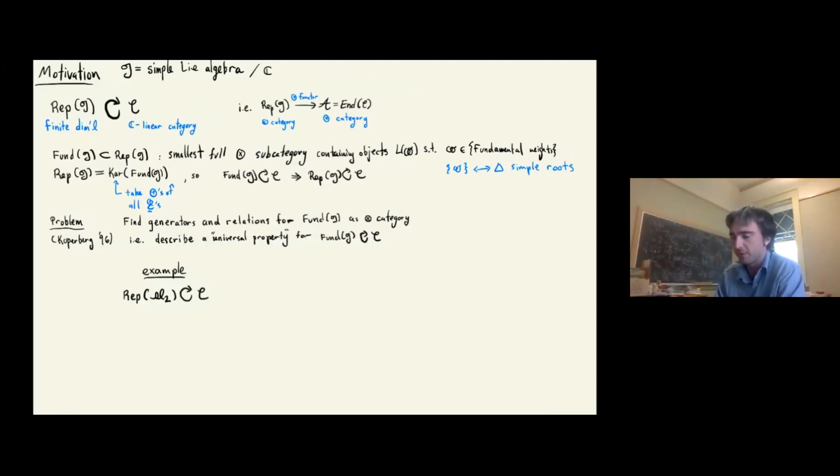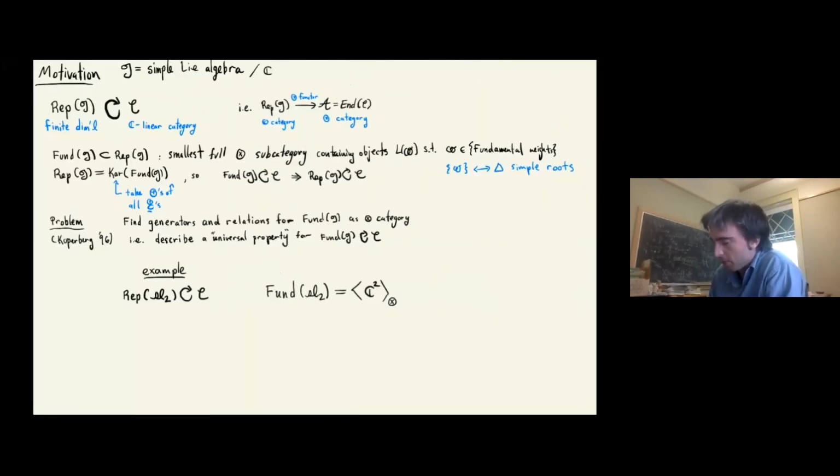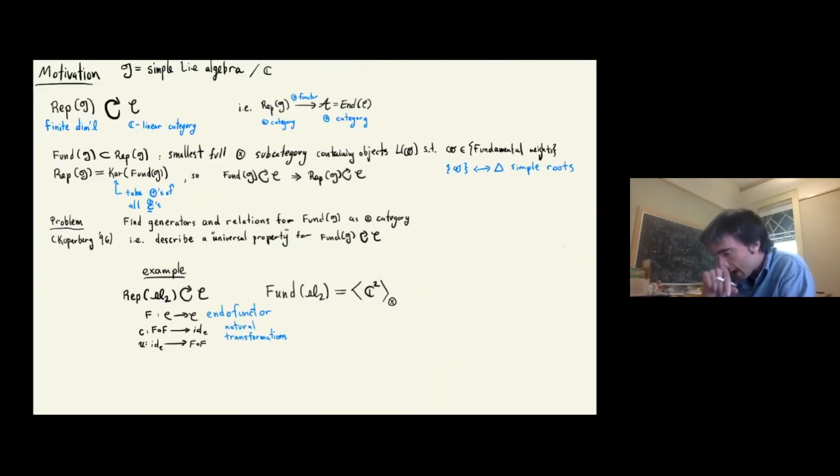So a familiar example of this is that if I wanted to get Rep SL2, this monoidal category, to act on some category, well, first just note that for SL2 there's actually only one fundamental representation. It's just the vector representation. So I'm going to take this category, which is monoidally generated by the vector representation. I allow all arbitrary tensor products of the vector representation with itself, and then any SL2 intertwiner between those tensor products.